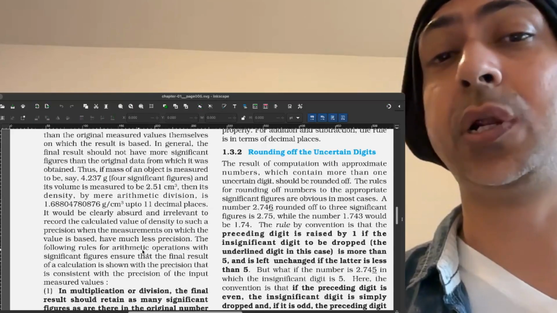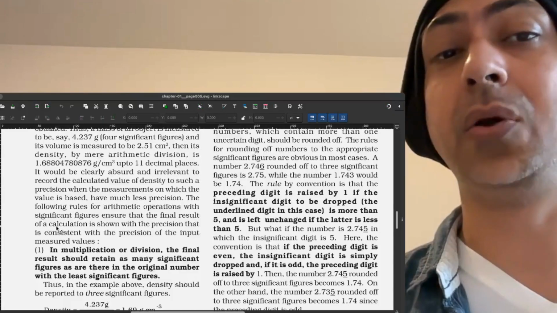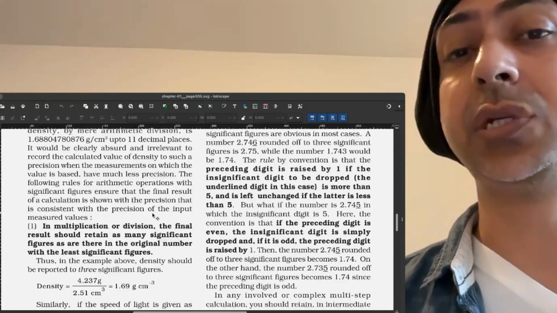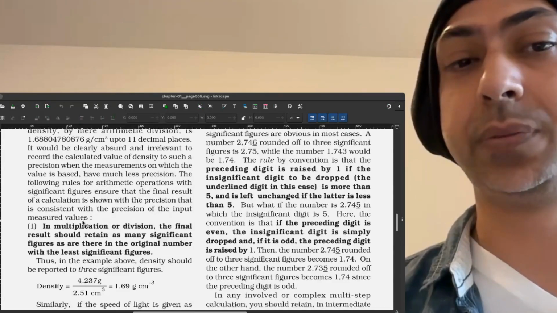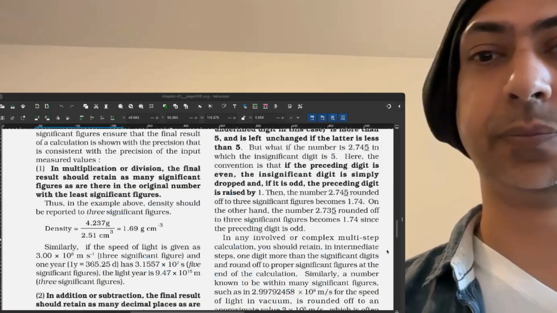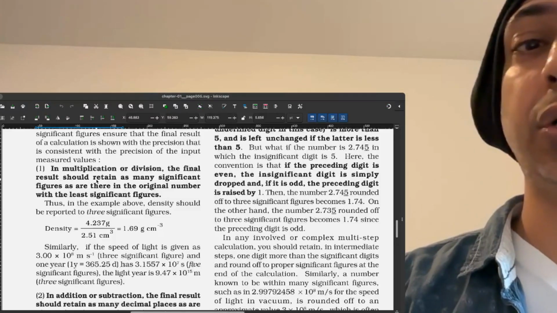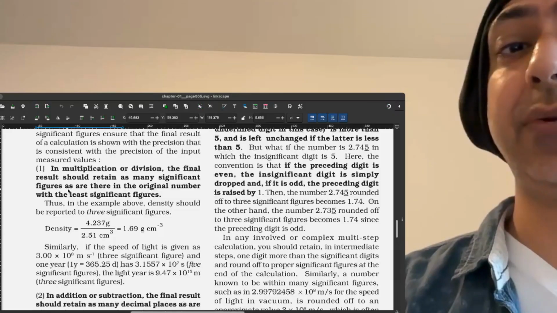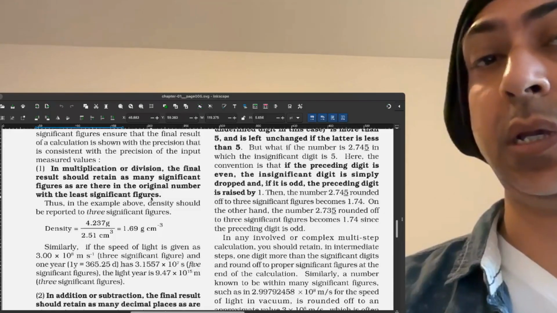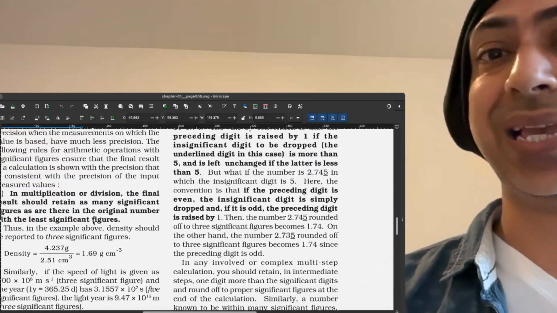The following rules for arithmetic operations with significant figures ensure that the final result of a calculation is shown with the precision that is consistent with the precision of the input measured values. In multiplication or division, the final result should retain as many significant figures as are there in the original number with the least significant figures. Good rule.